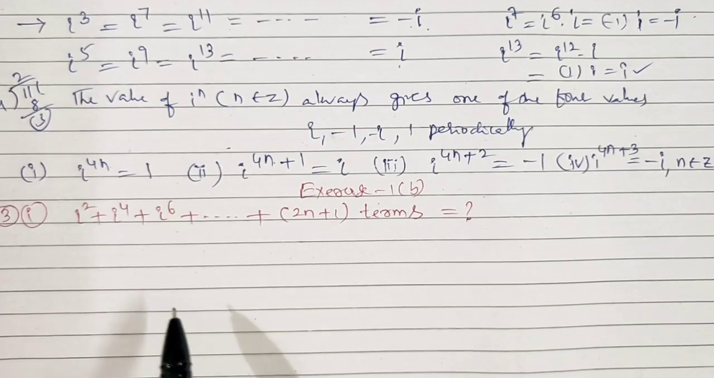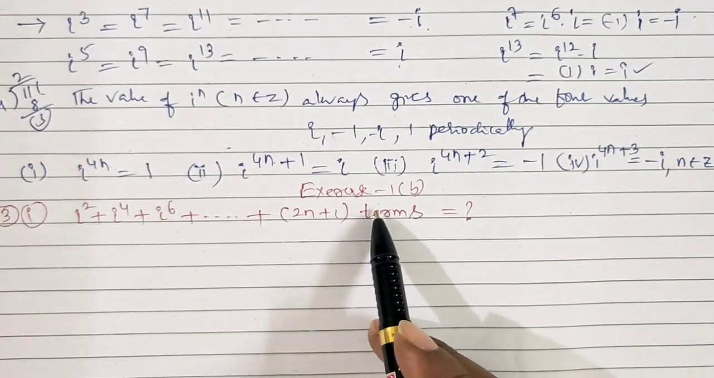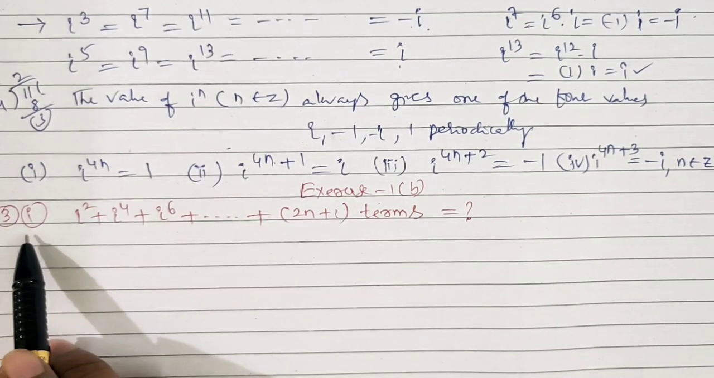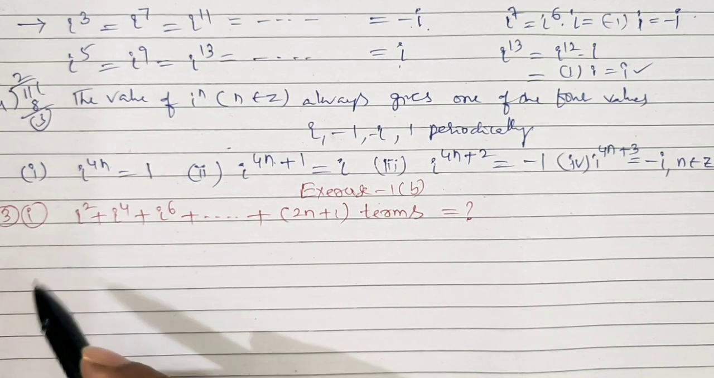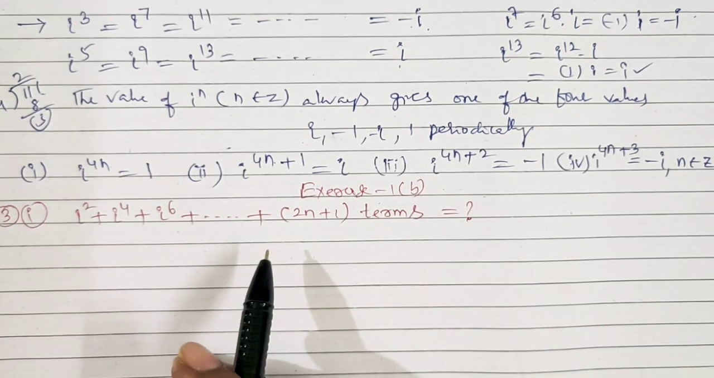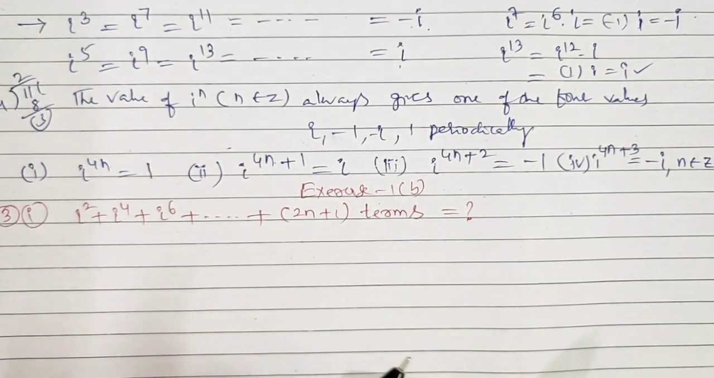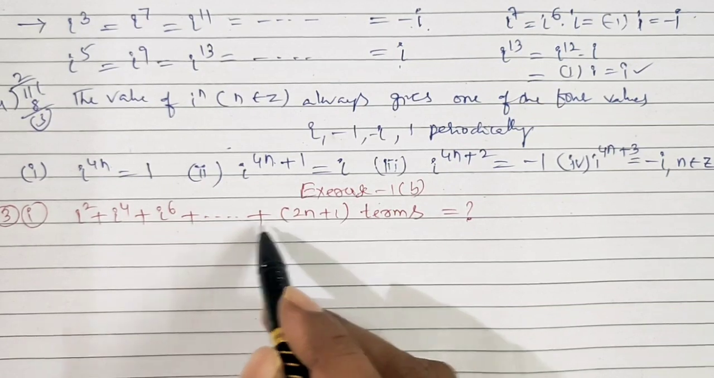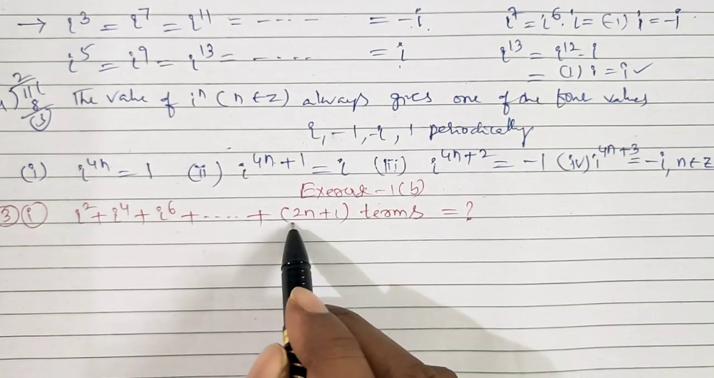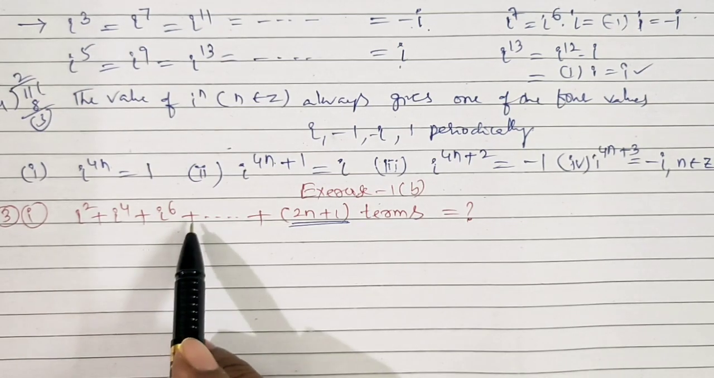Okay students, now based on these results, we solve this problem. It is a question in exercise 1b, third question, first bit. Dear students, here I am following the concept-wise questions. So wherever there are questions related to this concept, I am picking and solving them here. So here, i square plus i power 4 plus i power 6 plus so on, up to 2n plus 1 terms. Here 2n plus 1 is the general form of an odd number, so these are listed an odd number of times.